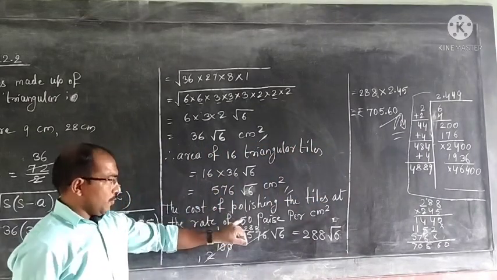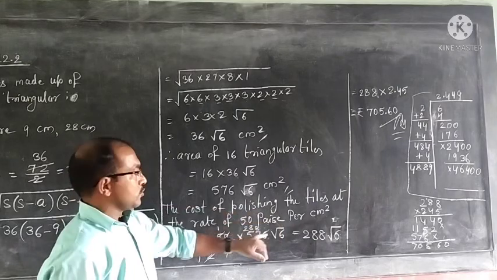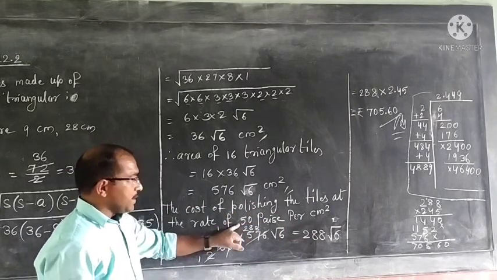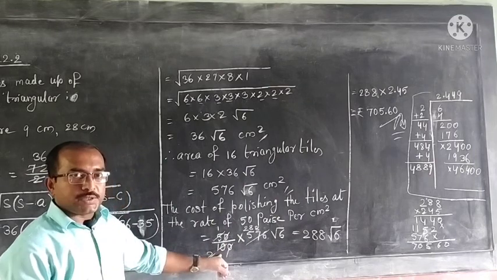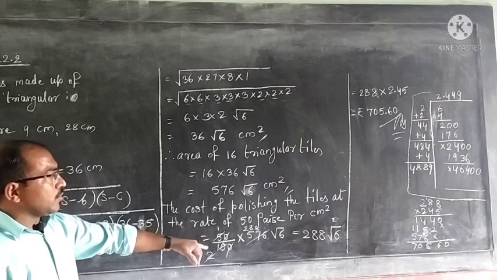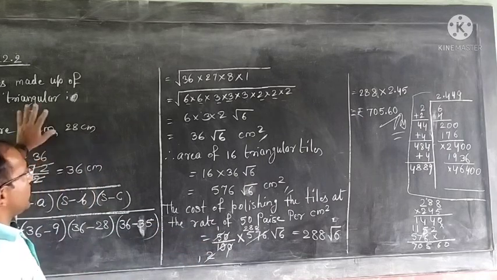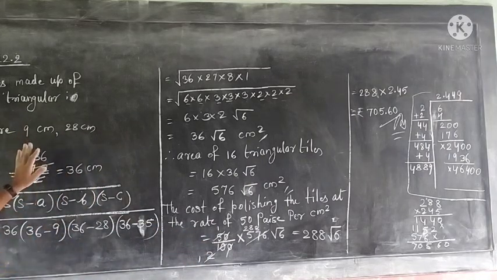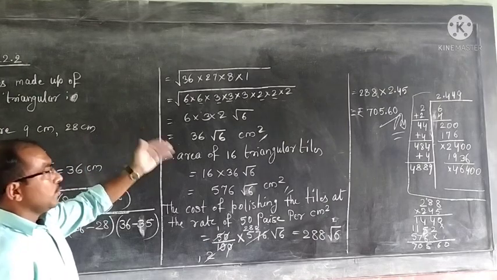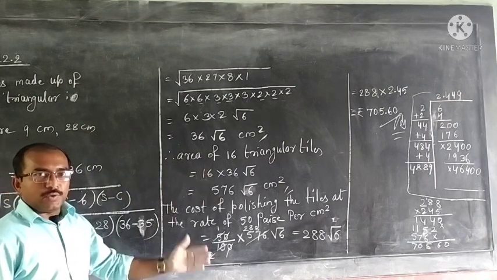This is the step we need to be careful, because paise is to be converted into rupees and we divide by 100. So, be careful while calculating the cost. Rest of the part is very easy. Starting, the dimensions of the tile are given, we calculate the area of one tile and we go to the area of 16 tiles and then we calculate the cost.